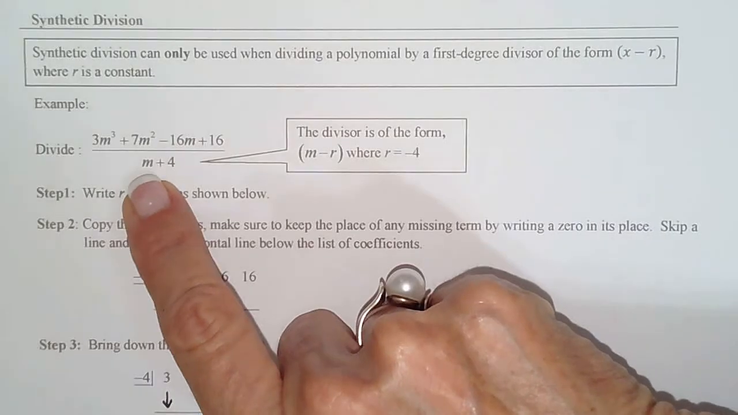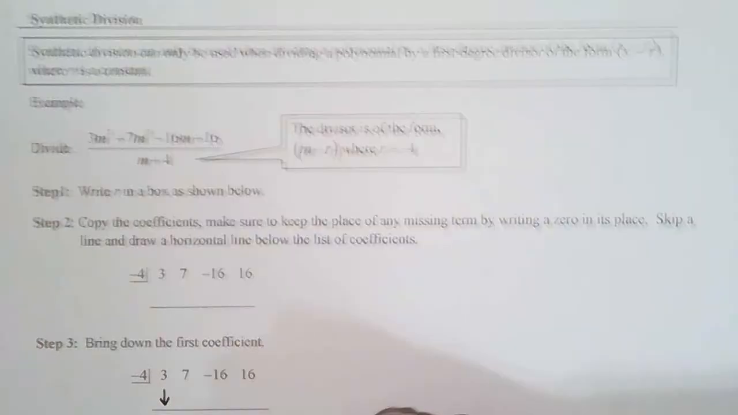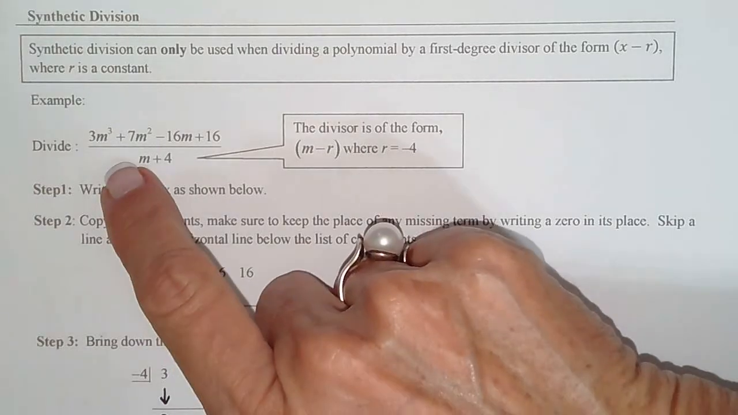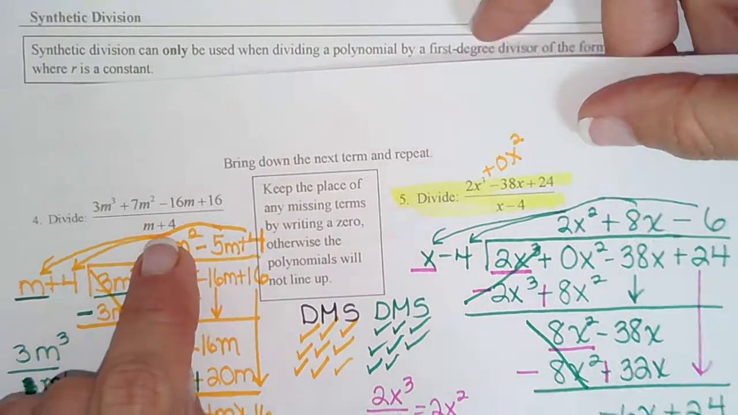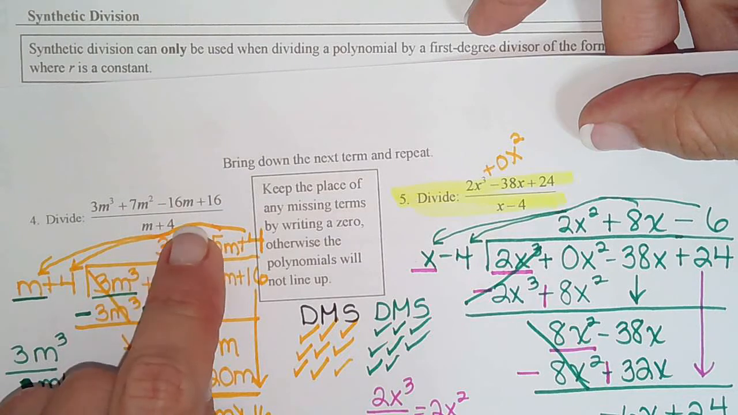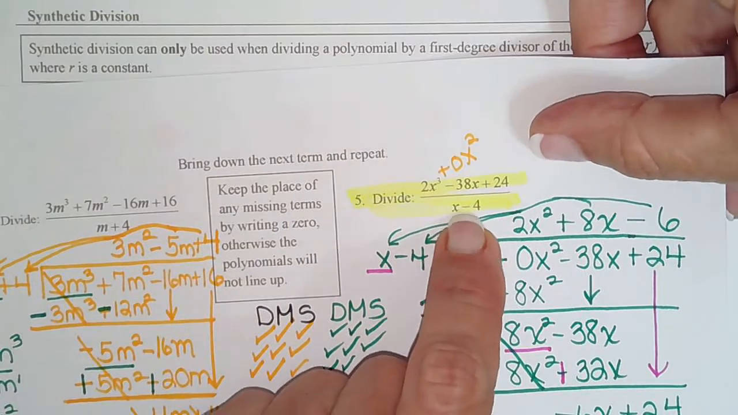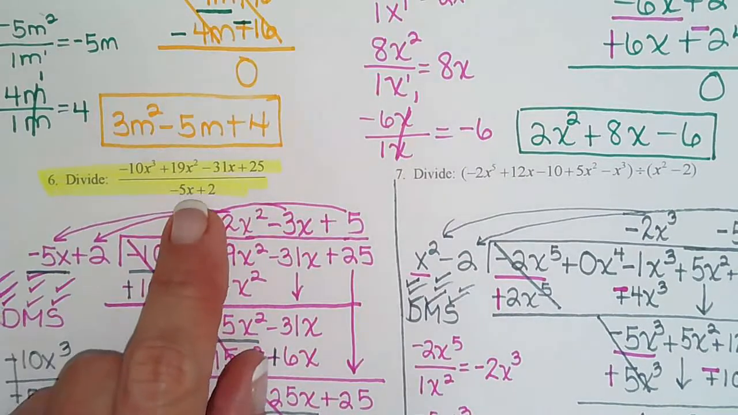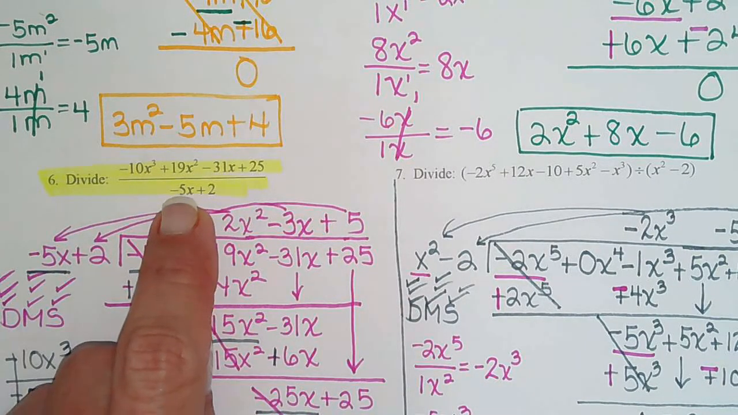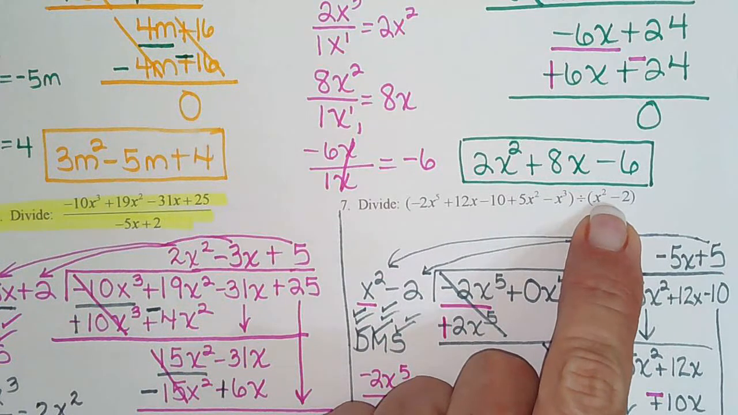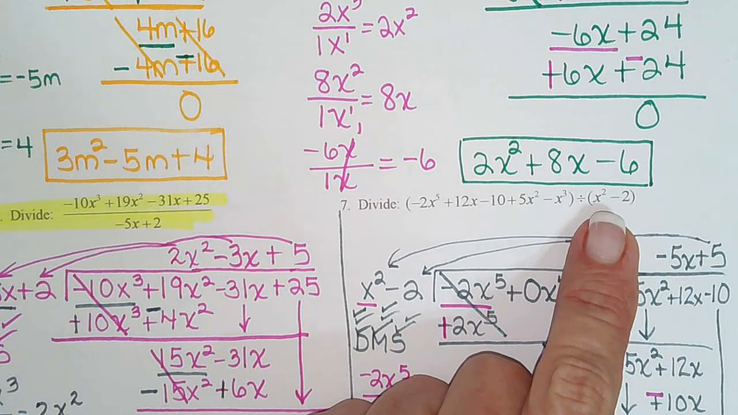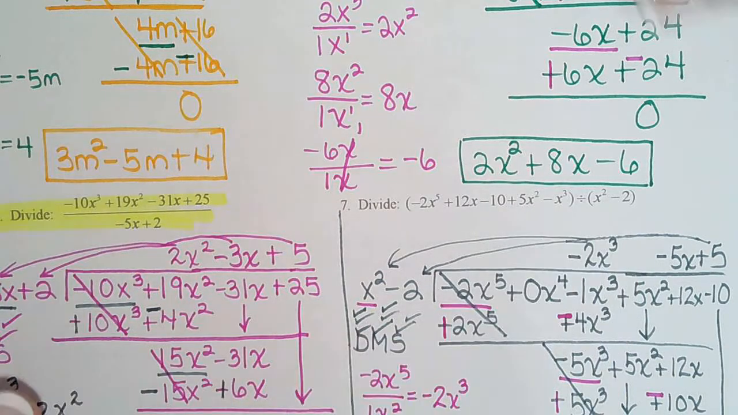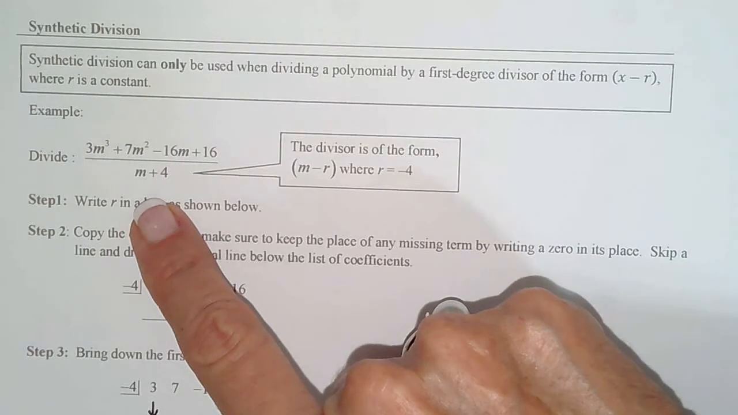But it only works when the divisor is a variable plus or minus something. If there's exponents, if there's a number in front of the variable, it doesn't work. So on our last page, it would have worked for this one because it's just m plus something or m minus something. It would have worked for this, x minus 4. But these two, it wouldn't have, because see how there's a number in front of the x? And see how there's a power? So long division works with every problem in the whole world. Synthetic only works with a little population.